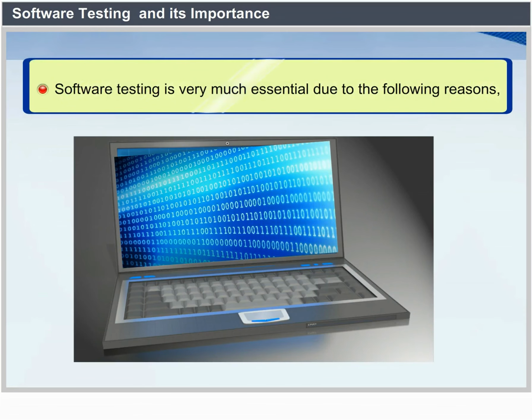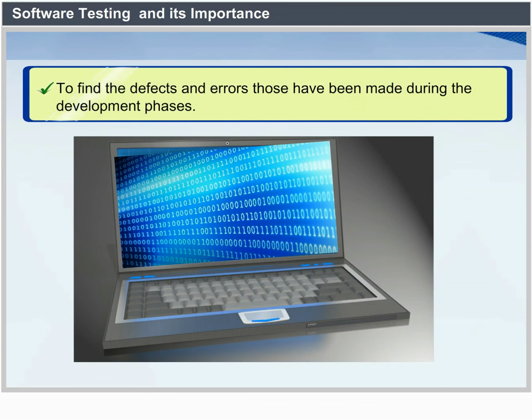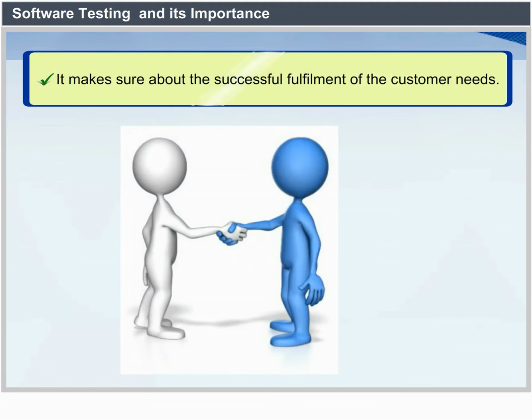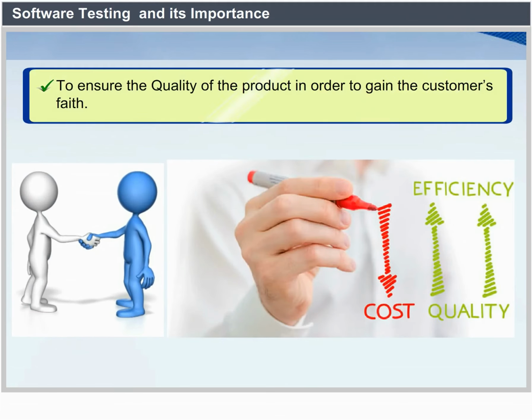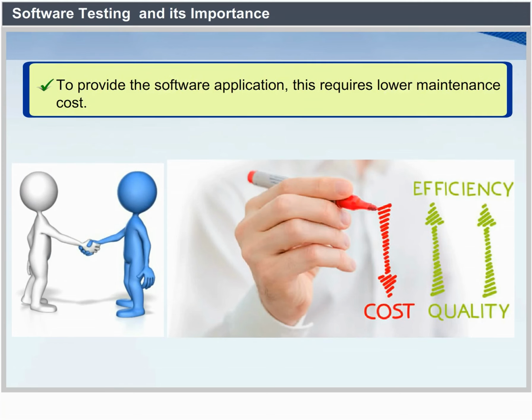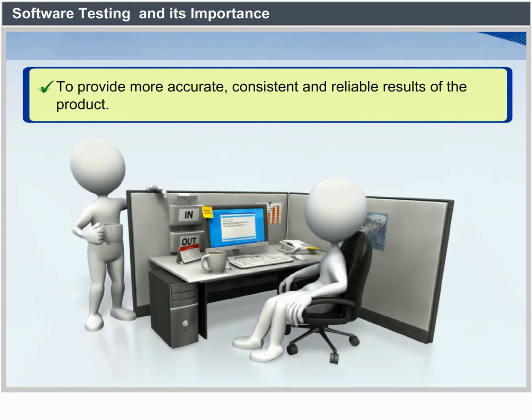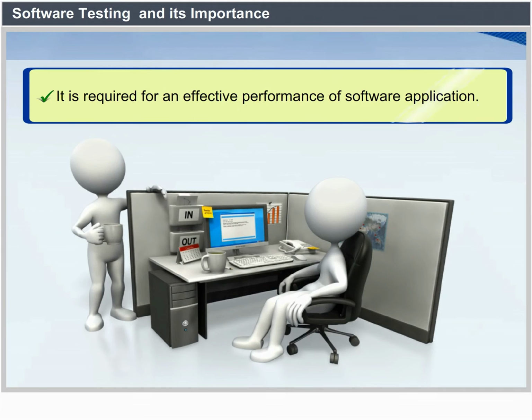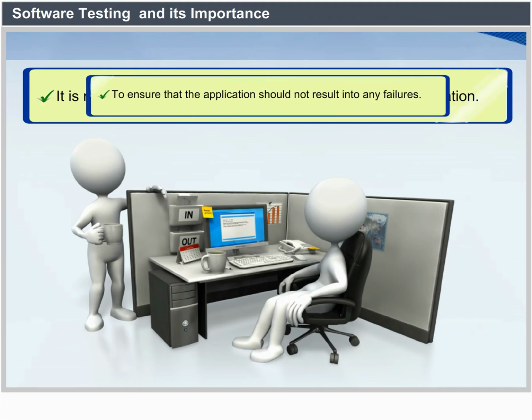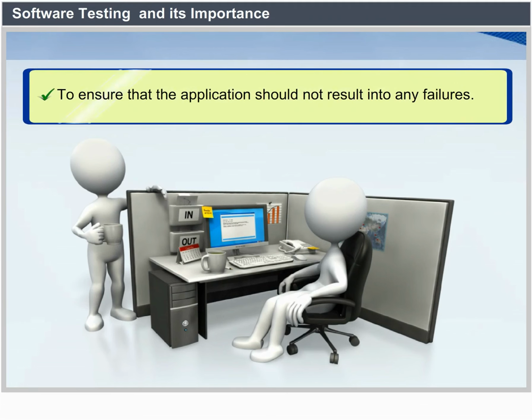Software testing is very important because it helps to find the defects and errors that were made during the development phases. It makes sure that the application meets the customer needs, ensures the quality of the product, gains the customer's trust, and provides a software application which requires lower maintenance cost, and more accurate, consistent, and reliable results of the product. It is required for an effective performance of the software application, to ensure that the application does not result in any failures.